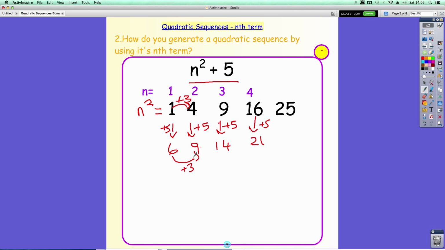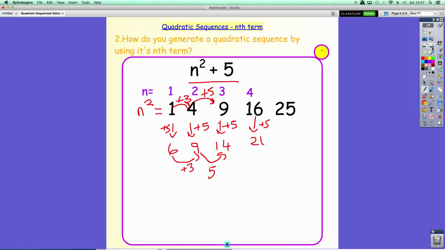Okay, just to clarify, you can see that as well. The difference between 9 and 14 is 5, and the difference between 4 and 9 is 5 as well. So it really doesn't change the difference, but it does change the values by increasing them by 5.